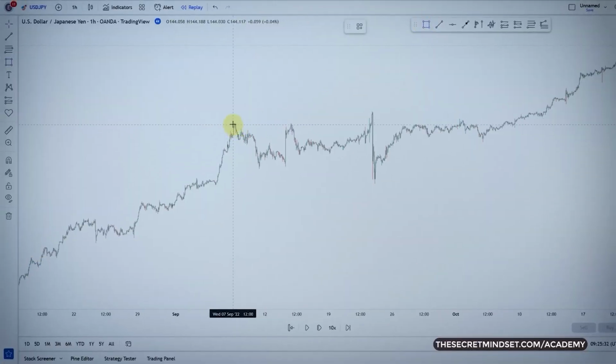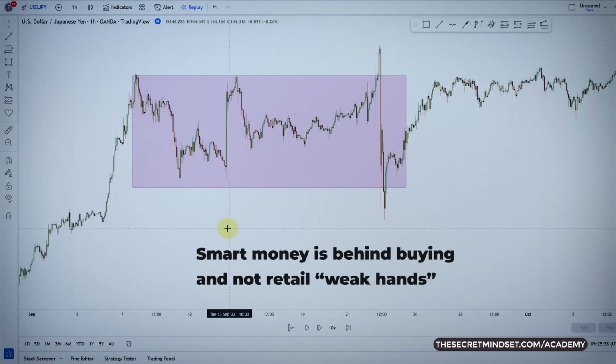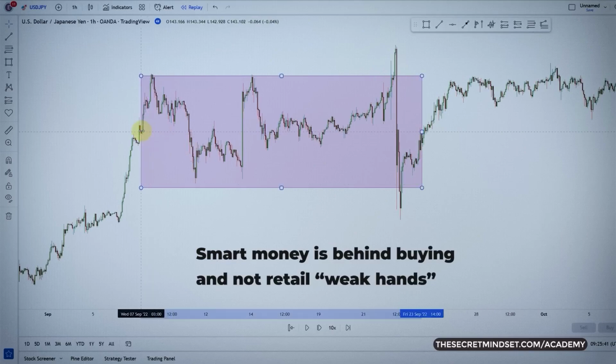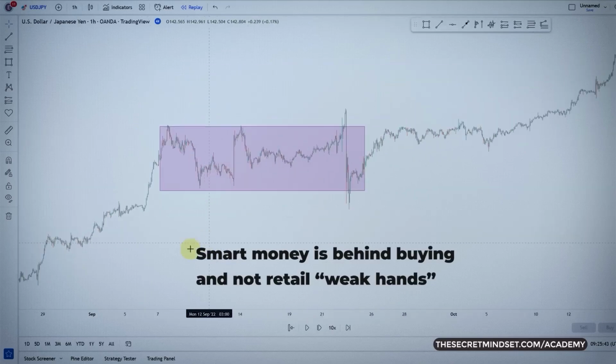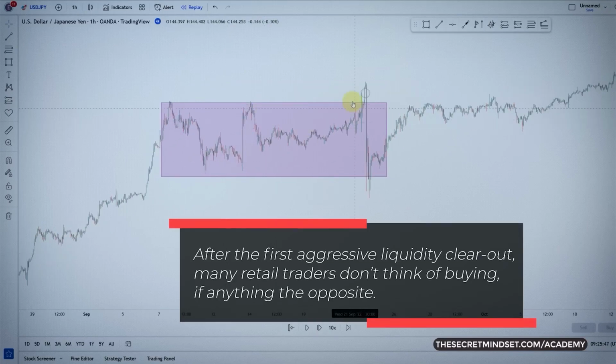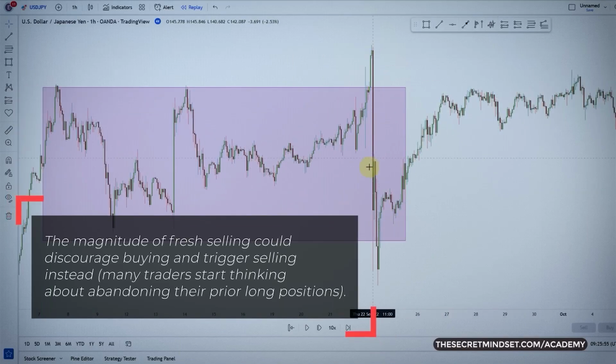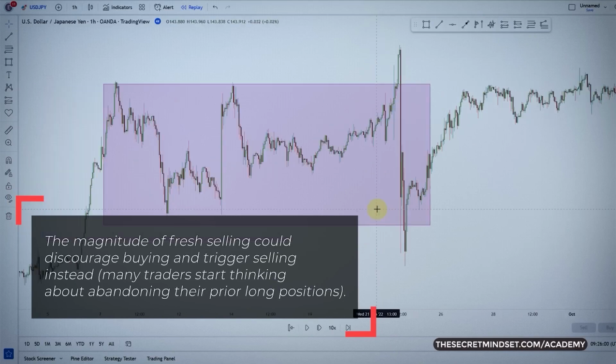It's important to understand the psychology behind this double liquidity pattern and why it often reveals that smart money might be behind buying and not retail weak hands. After the first aggressive liquidity clear-out, many retail traders don't think of buying. If anything, the opposite. The magnitude of fresh selling could discourage buying and trigger selling instead.